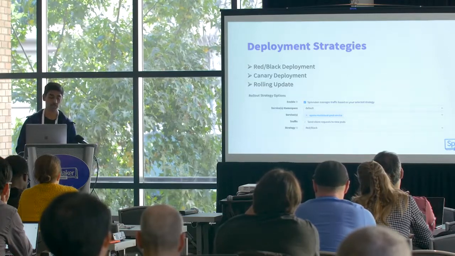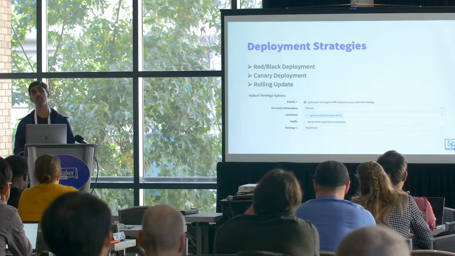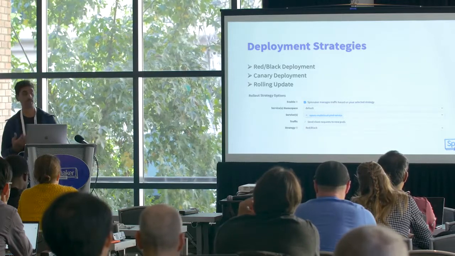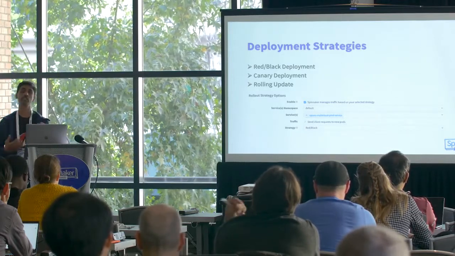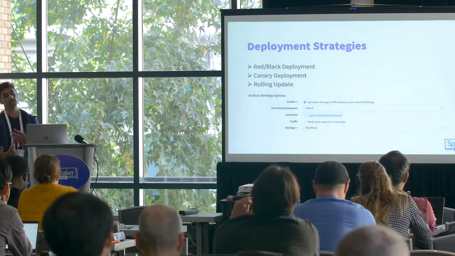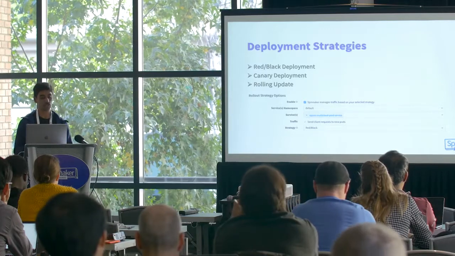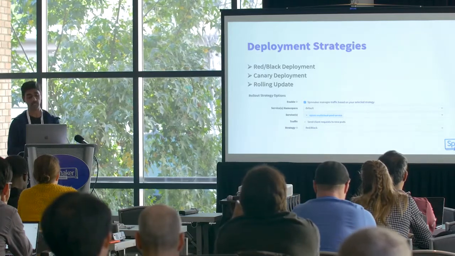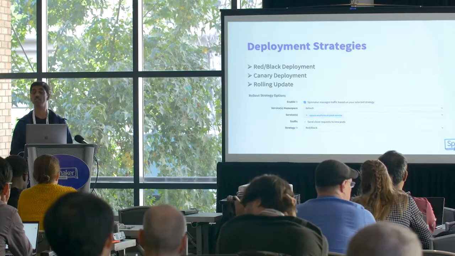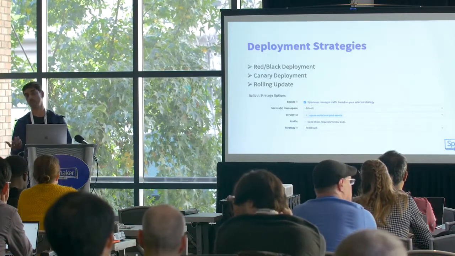And here you have options to specify whether you want to keep the previous replica set around, how many versions of those replica sets you want to keep around, and if you want to keep the instances of those replica sets running. All those options are available, and they are essentially used for the ability to roll back.